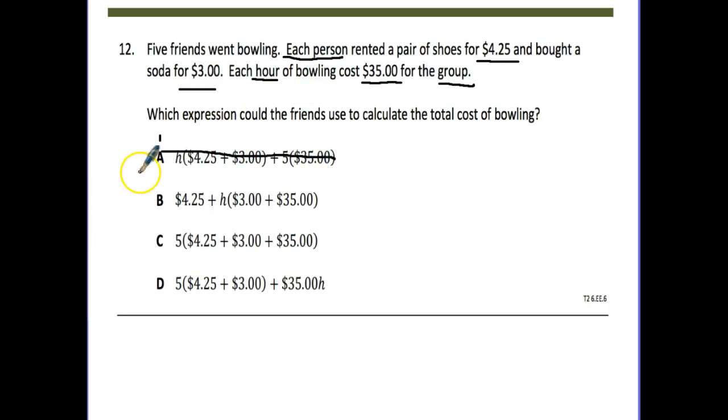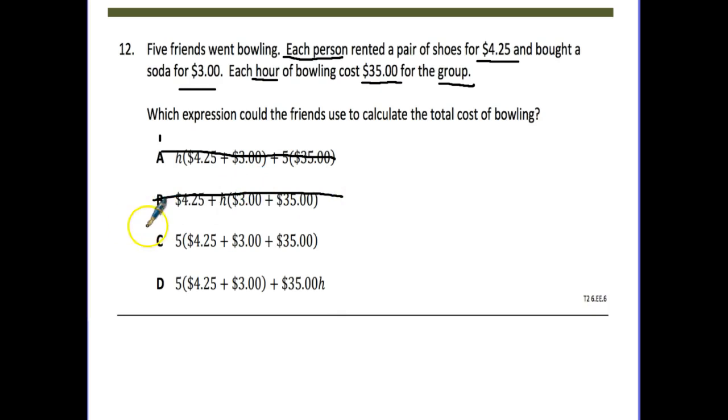So let's look at B. $4.25 plus the number of hours times $3 plus $35. Well, the $3 was for the soda that each person purchased. The $35 is per hour for the group. So that's not correct.